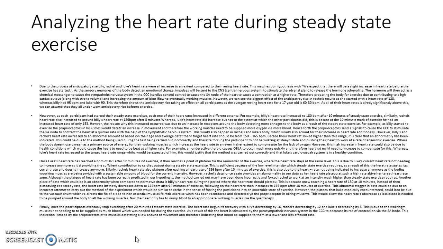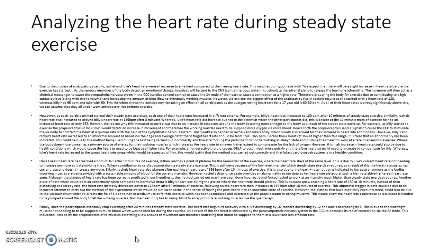However, we can see the biggest effect in the anticipated rise in Rachel's results. She started with a heart rate of 128, whereas Billy had 95 BPM and Luke 90. This therefore shows the anticipated rise has taken effect on all participants, as the average resting heart rate for a 17-year-old is 60 to 80 BPM.